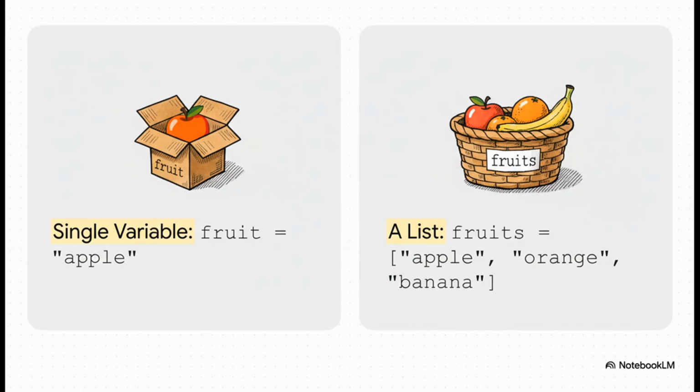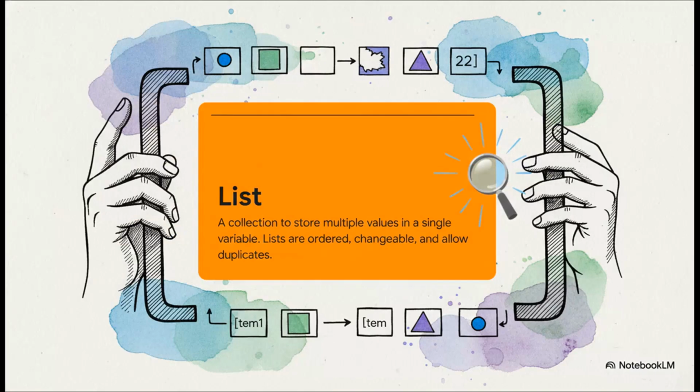So instead of making a variable called fruit1 and then fruit2, fruit3, which would be a nightmare, you can create one single variable, like a basket, that holds a whole collection of items. In Python, the most common way to do this is with a data structure called a list. A list is just an ordered collection of things. You make one with square brackets, and you just separate your items with a comma.